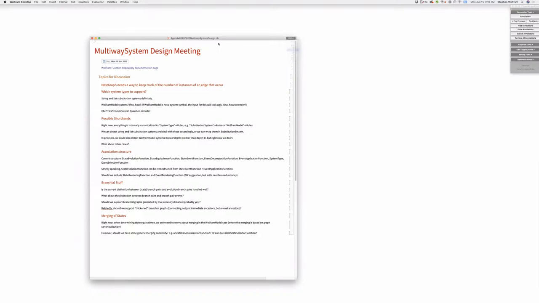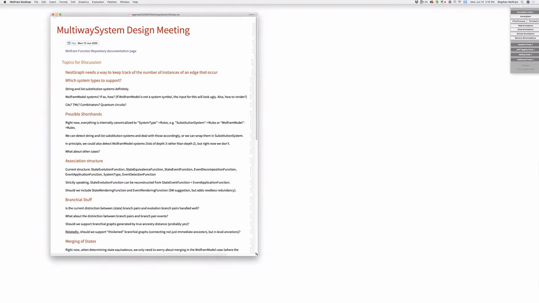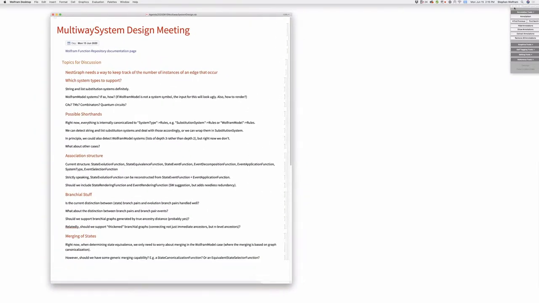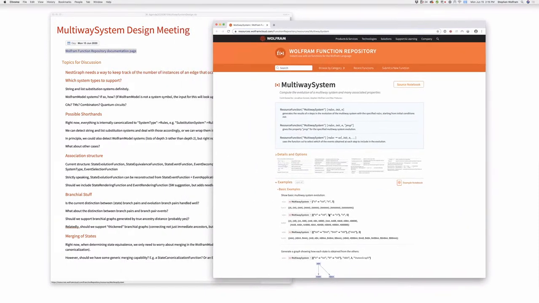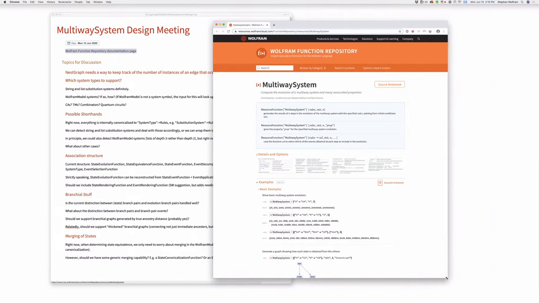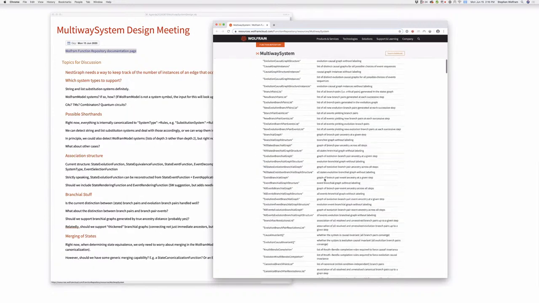So multi-way systems are proving to be very valuable in physics, but also valuable for lots of other purposes, and we want to try to mainstream them and get them into the main system. So we have a function repository function, and one thing that I am so confused by in these summary tables for function repository items is that it's not showing the full depth of what's underneath there. See that? There's much more there.